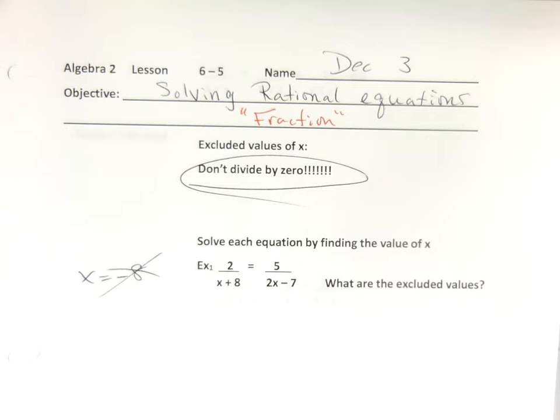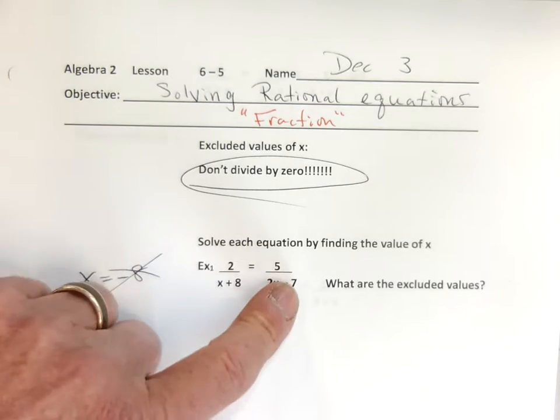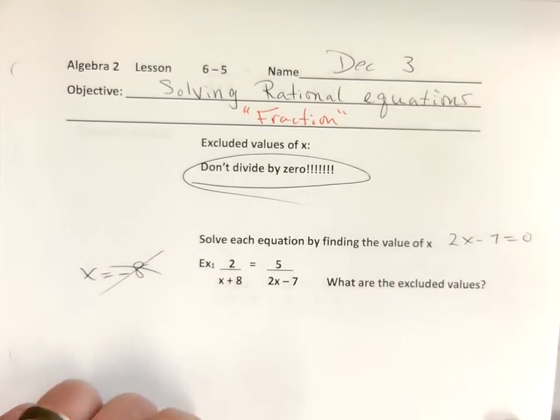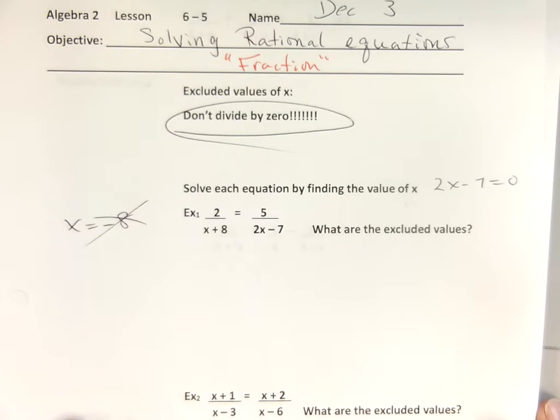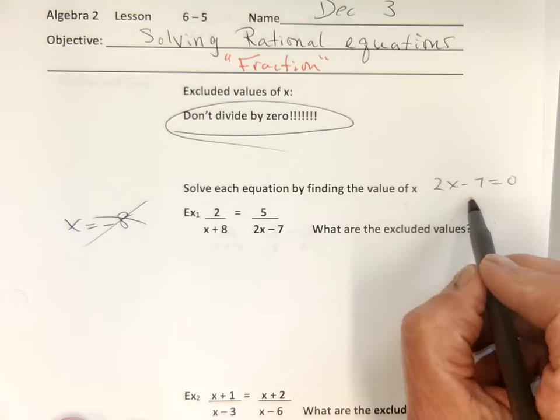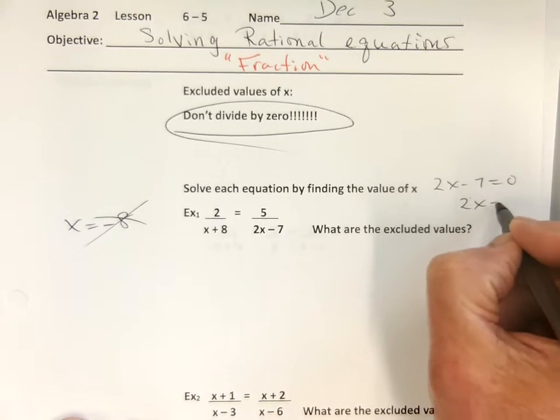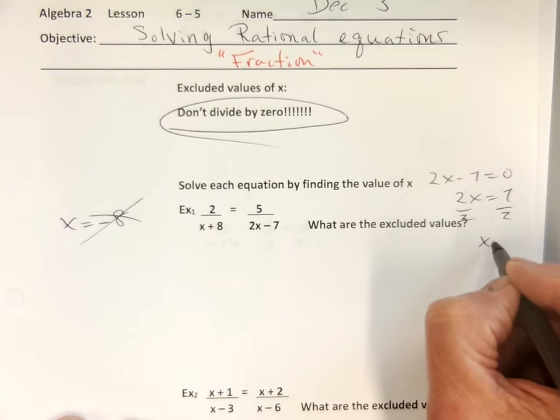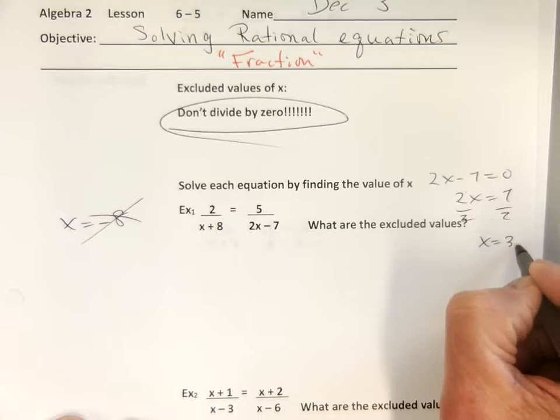But how can we figure what the excluded value is? Well, we know it can't equal 0, so let's make it equal 0 and find out what it can't be. So I'm going to take my 2x minus 7, the denominator, and make it equal to 0 to find out what it should not be. Well, let's solve for x. Plus 7, divide by 2. 7 divided by 2 is 3.5.